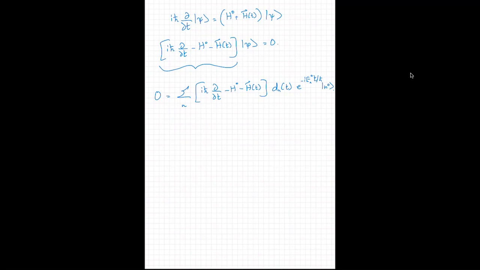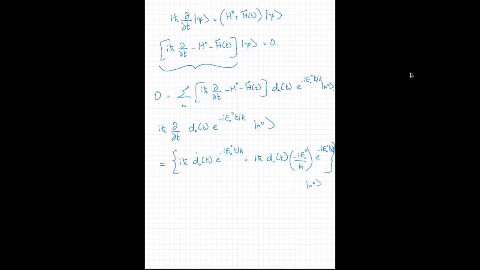Okay, so let us carefully look at how these three operators act on this combination of functions and vectors on the right hand side. So |n0⟩ is a solution of a time independent Schrodinger equation. So d/dt doesn't hit |n0⟩. But it does hit d_n(t) and e^(-iE_n t/ħ). So iħ d/dt acting on d_n e^(-iE_n0 t/ħ) |n0⟩ would give me iħ ḋ_n e^(-iE_n0 t/ħ) plus iħ d_n(t), I have to differentiate the second function, which is -iE_n0/ħ times this whole thing times |n0⟩.